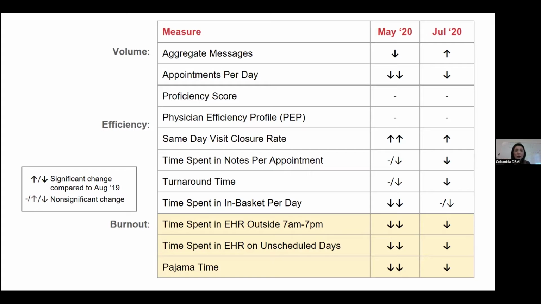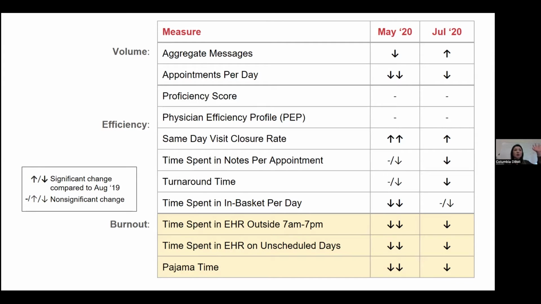Oh, sorry. The question from people on chat, from Noemi, was what the periods were and what the comparison was for the different months, like May 2020 and July 2020. Yes, pre-pandemic.